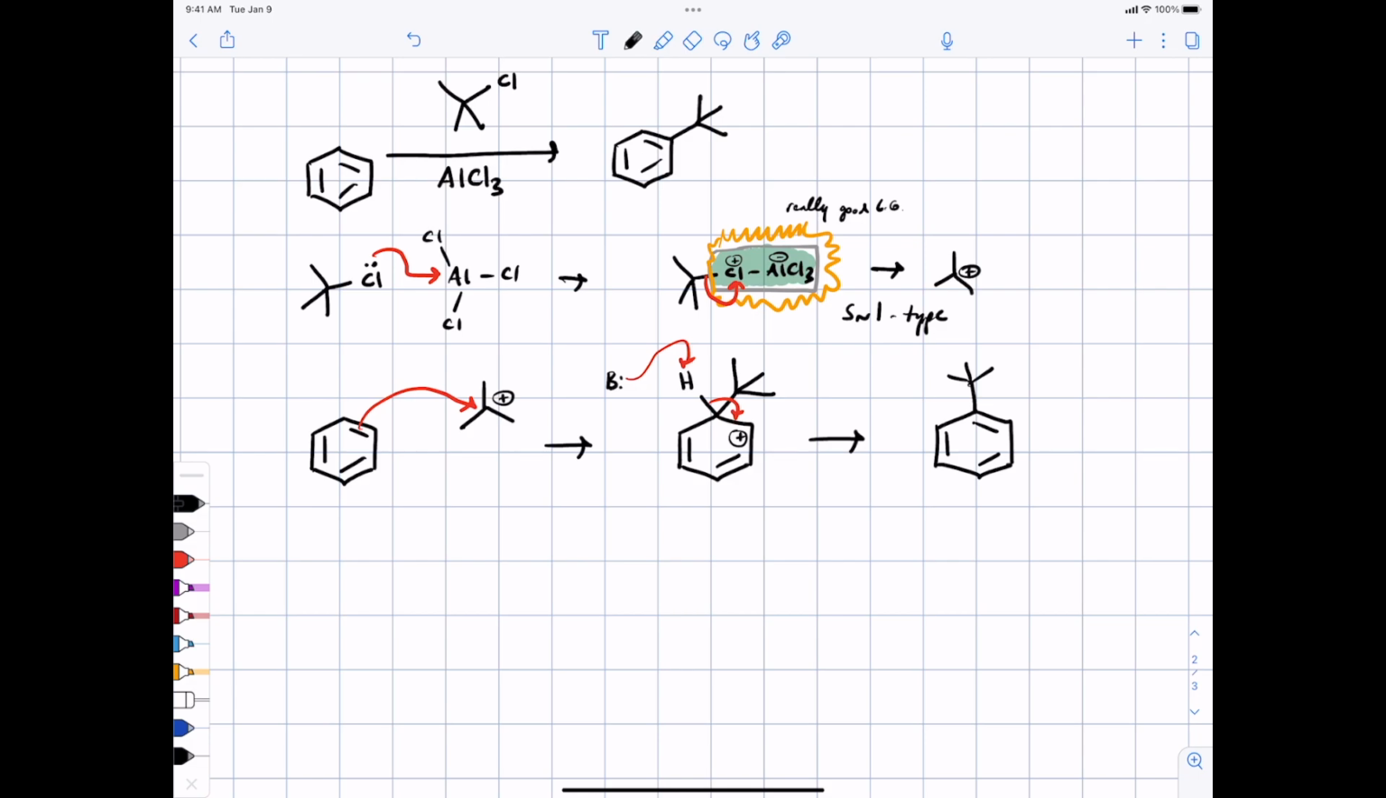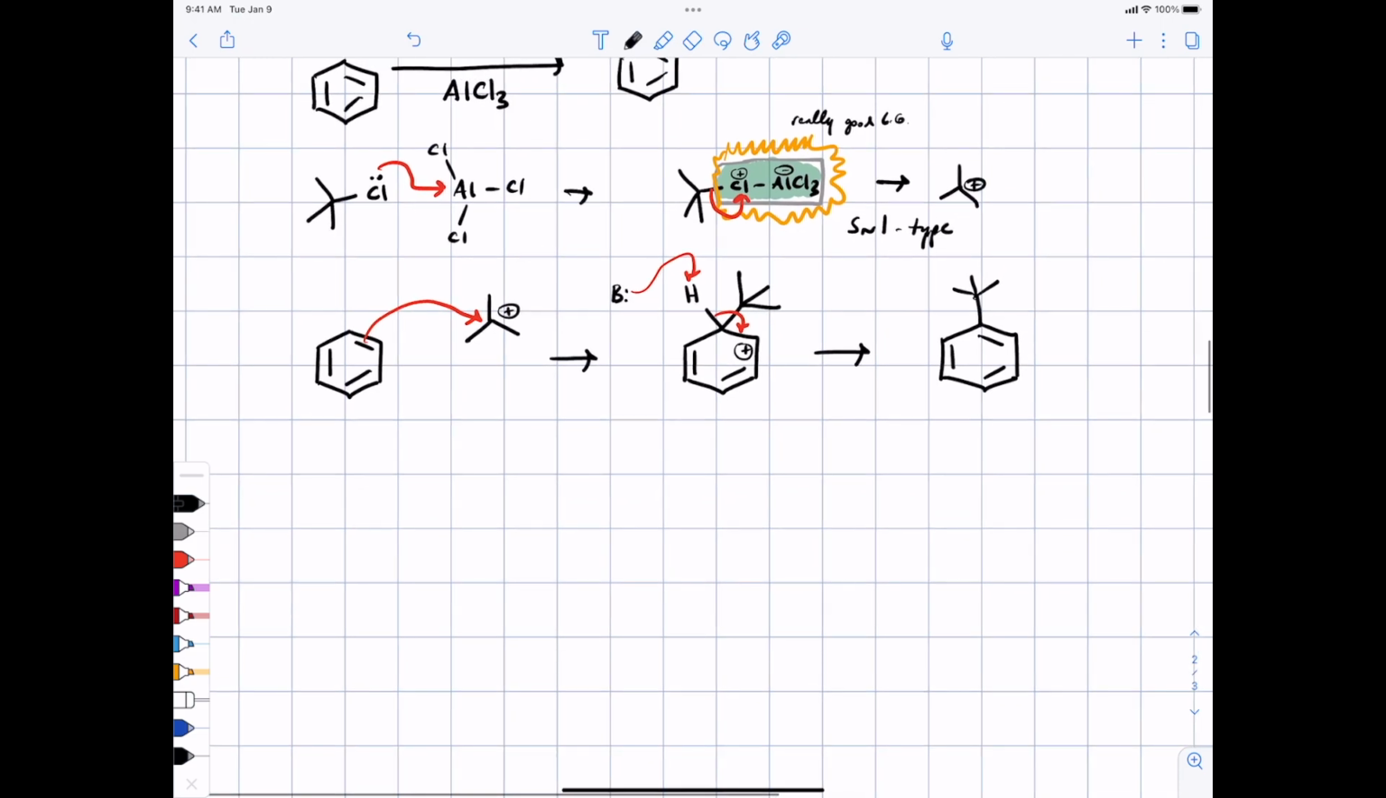All right. So there are a lot of ways to generate carbocations, and you will see some examples in your text where you do a similar reaction, but instead of with the alkyl halide, the alcohol and perhaps a strong acid like H2SO4.